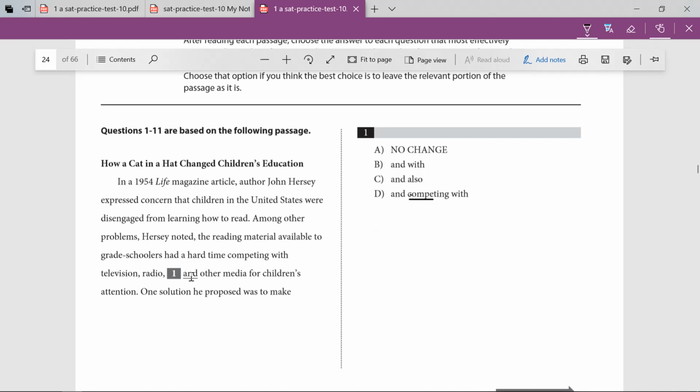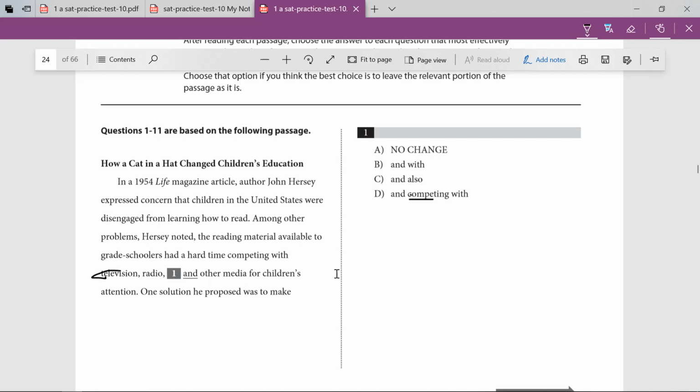And if I look at the question here, it starts: Among other problems, Hersey noted the reading material available to grade scholars had a hard time competing with television. So there is a list made here. We are trying to make a list, and from this list, we are trying to get the right answer. So we have a comma separated list here: had a hard time competing with television, radio, and other media.